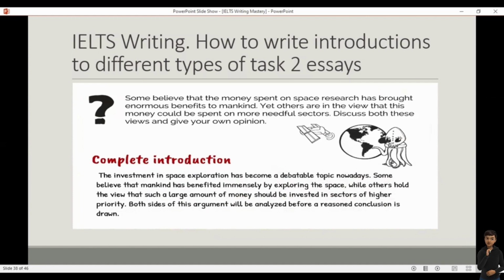As you can see, the topic sentence reflects the topic of the question, which is the money spent on space research. The writer has paraphrased this into investment in space research. After the background sentence, the writer has written the two statements that will be analysed, and the outline sentence has stated that both views will be discussed and a conclusion will be given.